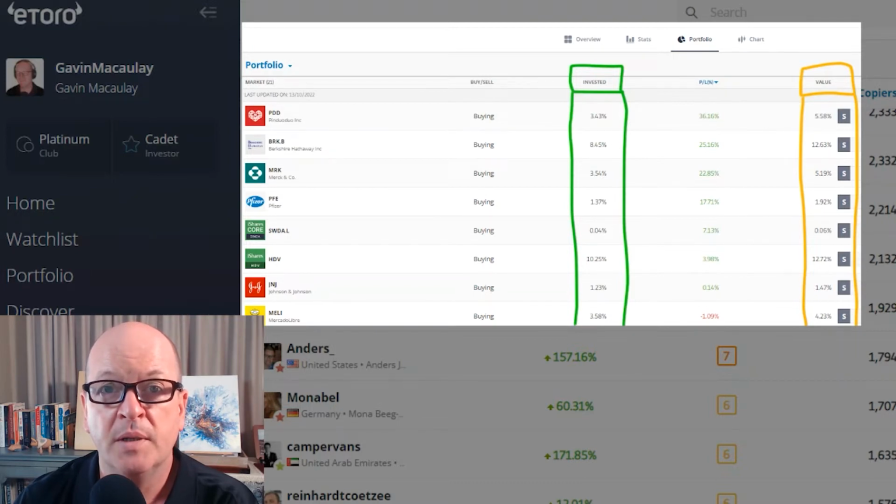Market prices go up and down all the time, and this affects the proportions in the portfolio. So if you check the value column, highlighted in orange, you will see that the proportions of their portfolio have changed to some extent. So when you copy, you don't immediately have exactly what the PI currently has. There's always going to be some desynchronization between what the PI holds and what the copier holds.